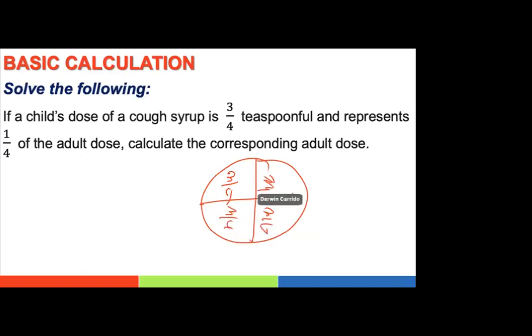Kumbaga, you will just multiply this by 4. So 3/4 times 4, the answer is 3. The answer is 3 teaspoon. Tama kayo? Hindi yan i-divide. Kapag dinivide mo yan, class, mali ka na. Mas mababa na yung adult's dose ang mako-compute mo. Okay? You have to multiply this by 4.